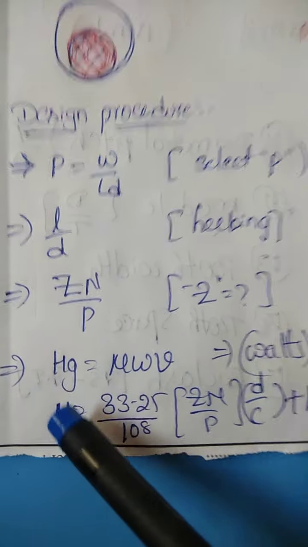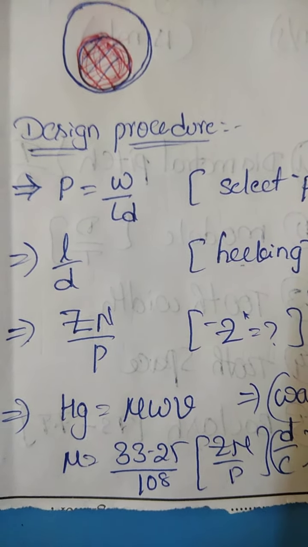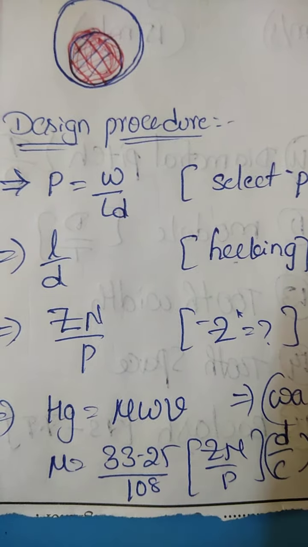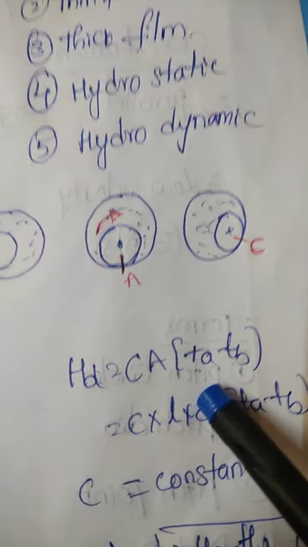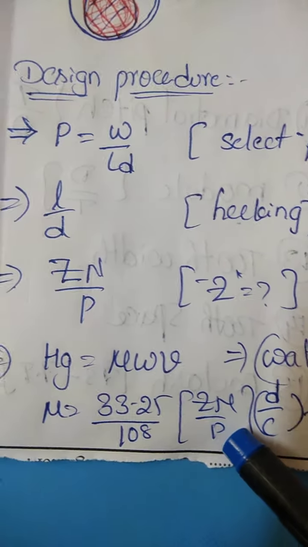Next, we can go for the heat generation. Total problems on sliding contact bearings, or general bearings, relate to these two formulas only. First of all, that is heat generation and heat dissipation. To find the heat generation, we require the mu, W, V values, and for finding the mu value, we require the ZN by P value.